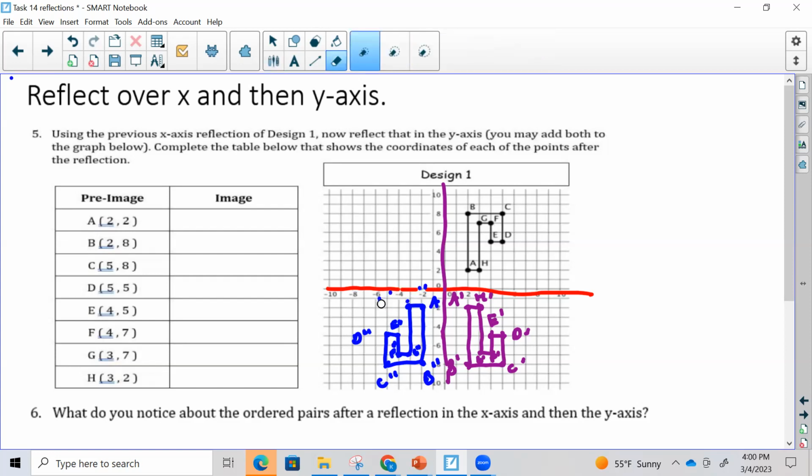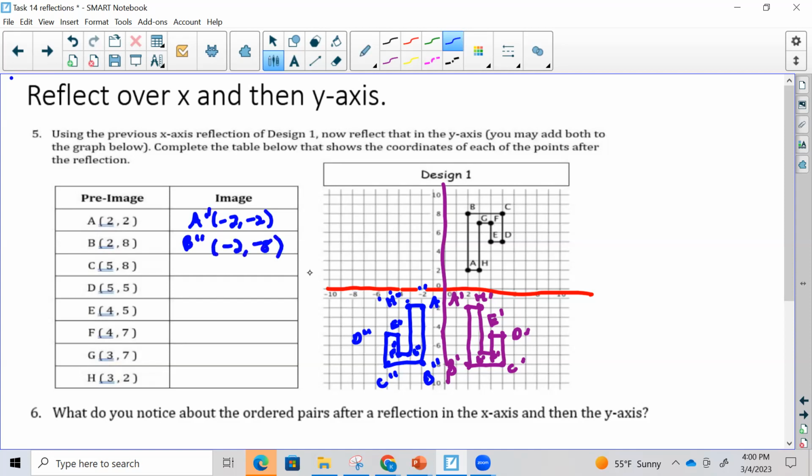And H is this point. So A is at -2, -2. Okay, B is at -2, -8. Okay, and this is B double prime, A double prime. Okay, C is at -5, -8, C double prime. Okay. And again, we can just look for a pattern. If we look at this, we can see that the x coordinate is opposite signs for all of these, and the y coordinates opposite. And if you look at all of these coordinates, all of that is going to be true.